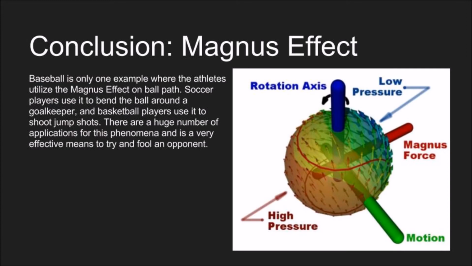In conclusion, we can see that the Magnus effect has a huge role in the movement of the projectile. Baseball is only one example where athletes utilize the Magnus effect. Soccer players also use it to create spin that might fool a goalkeeper in order to score the goal.